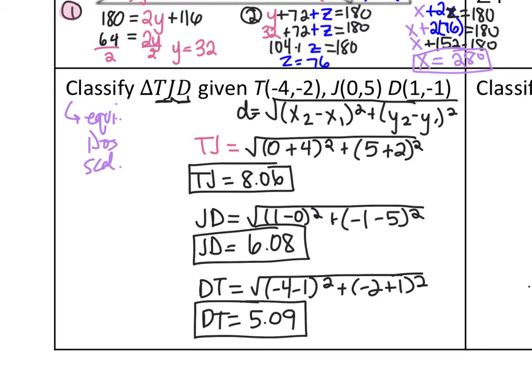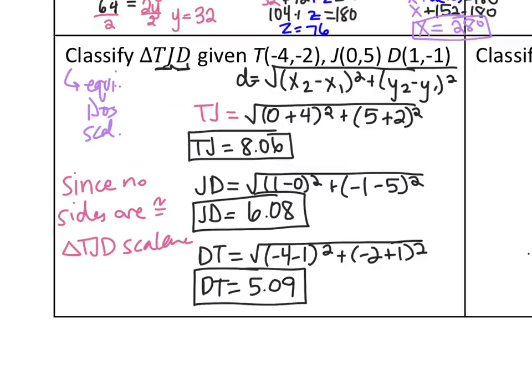So now compare all 3 side lengths. We have about 8, about 6, and about 5. Okay. We do not have any congruent sides. So we can say that since no sides are congruent, triangle TJD has to be scalene. Okay?